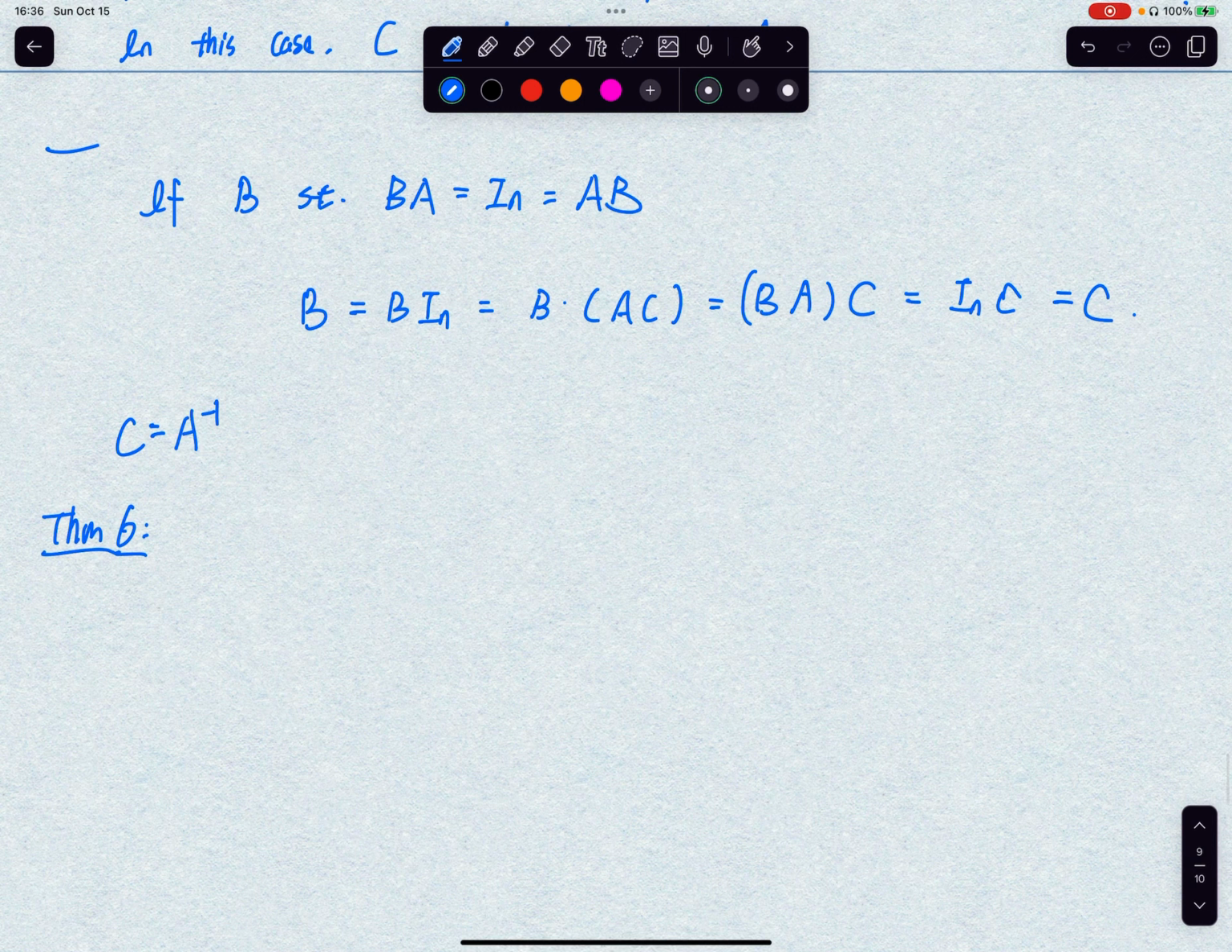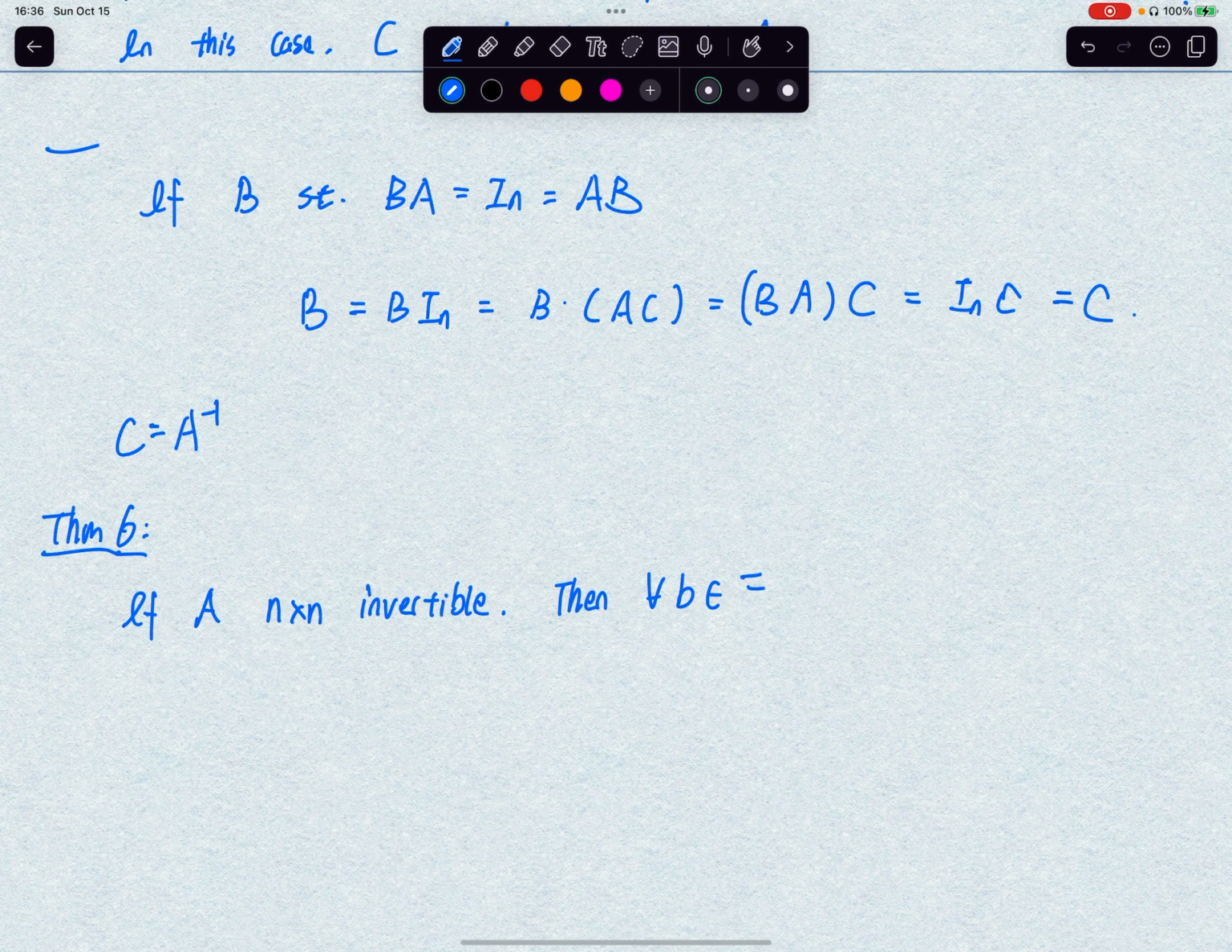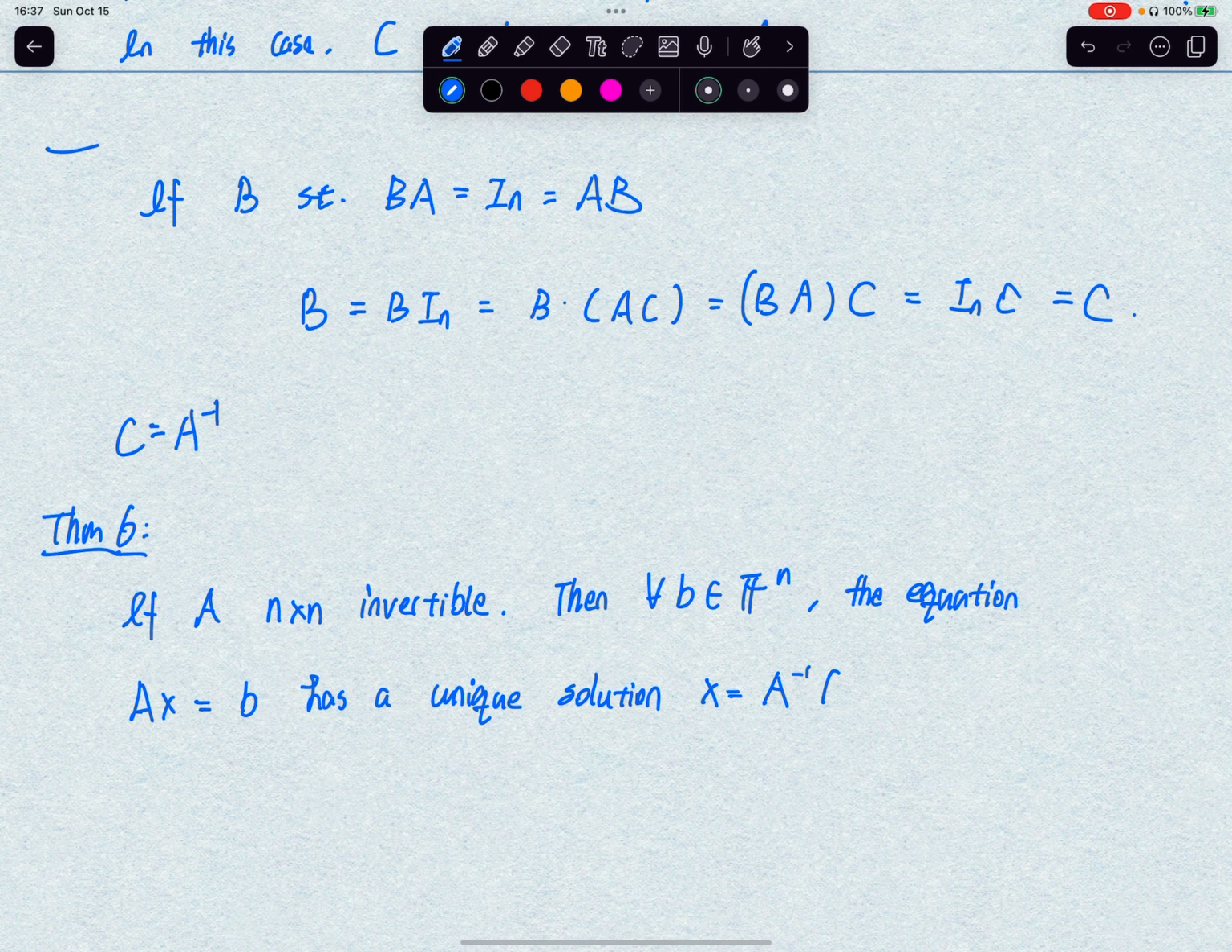So let us now prove a theorem. If A is an n by n invertible matrix, then for all B being an n-dimensional vector, the equation AX equals B has a unique solution. Namely, X equals A inverse B.